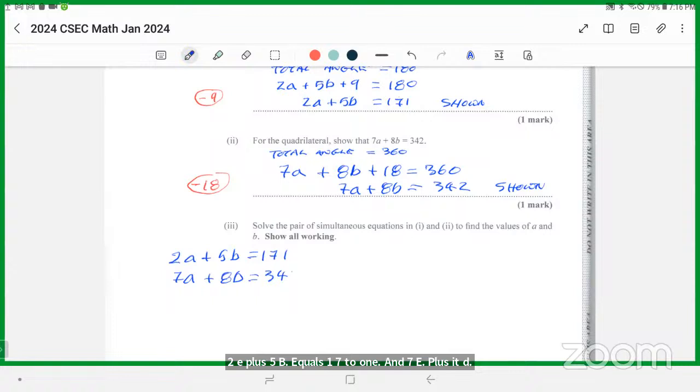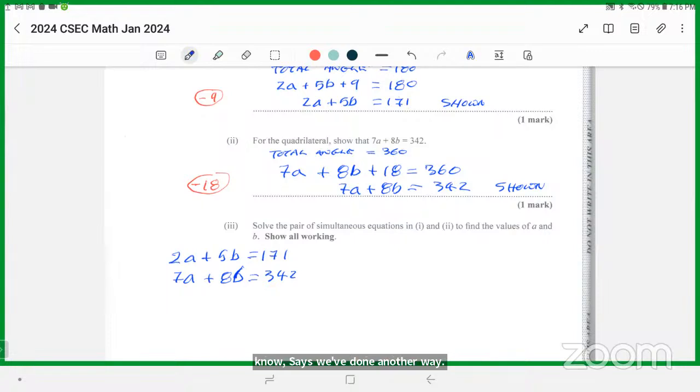Now remember doing this question. When I did this question last time, I eliminated the A. What I did, I multiplied this one by 7 to get the A to become 14A, and I multiplied this one by 2 to get the A to be 14A as well. This time, because I already did it that way, I'm going to do it a way where I eliminate the B. So let's do it another way. I'm going to now eliminate the B.